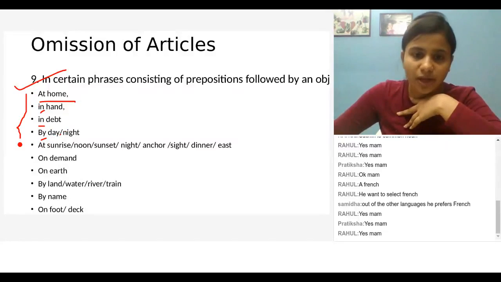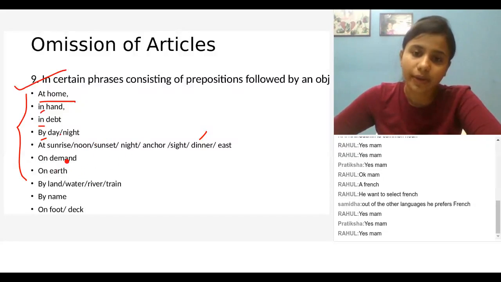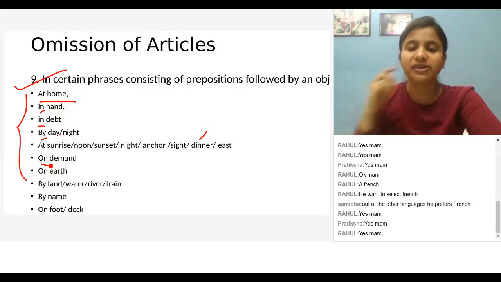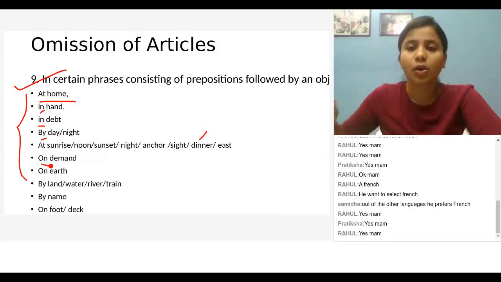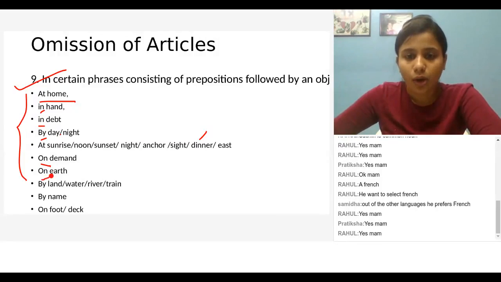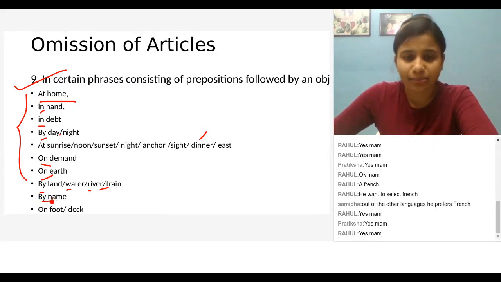So in between, they don't put an article ever. At sunrise, at noon, at sunset, at night. At dinner: I will see you at dinner. On demand, we never say on a demand or on the demand. So she performed once again on demand. On earth, or you say by land, by water, by river, by train. She traveled by train. Call me by my name or by name. So you just have to avoid putting articles.